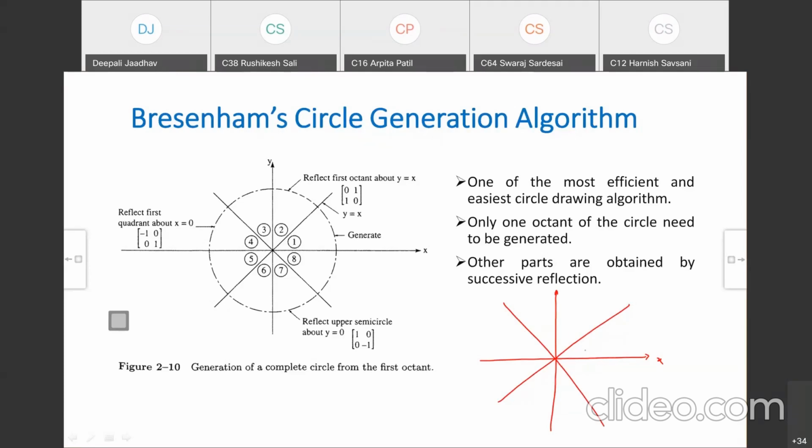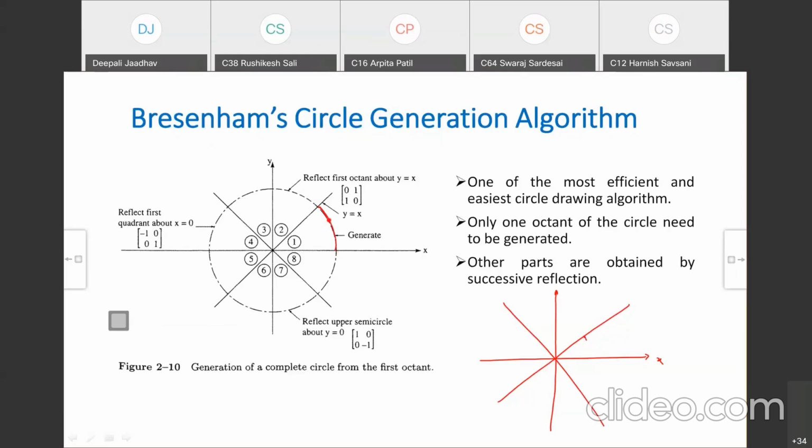I draw it here also. First we generate this part. How this part is generated, those steps we are going to see afterwards. But remember how the entire circle is actually generated. First this part is generated using the algorithm. The first octant part is generated.